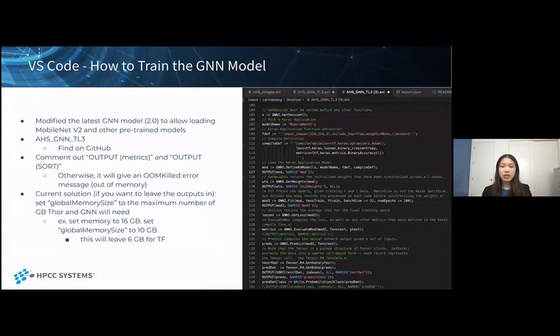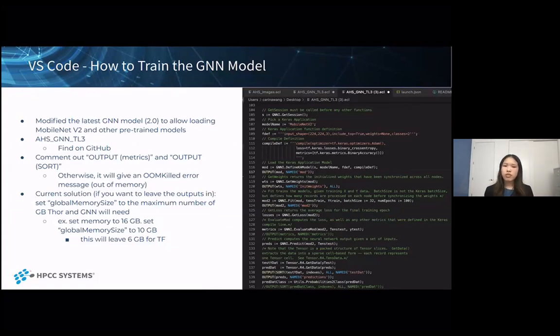I have the main code that trained the GNN model displayed here. I modified this GNN model to allow for loading the pre-trained MobileNet v2 model that, as you saw, was pretty successful when tested locally. At first, this code didn't work, but after playing around with it, I found out that commenting out the metrics and sort outputs allowed it to run. But let's say that you do want to output these things. There's actually a new solution.